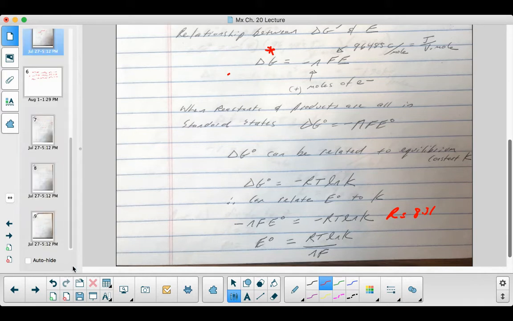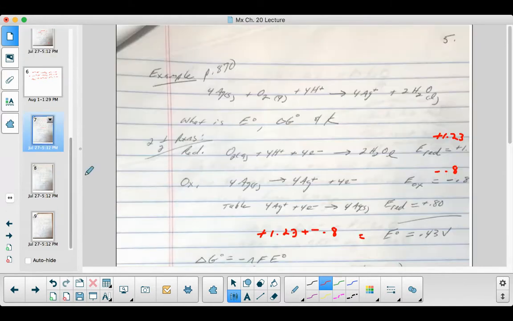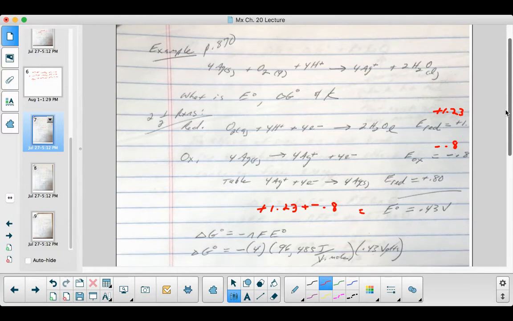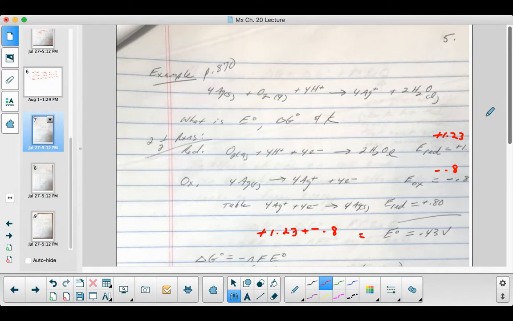So then we'll go to slide 7, page 5, and there's a nice example here. In this example, you'll find on page 870 in your textbook, this is the equation that's given, and the questions are, what is the E naught, which is the cell potential? What's the delta G naught, which is the standard free energy? And what is the equilibrium constant? Of course, the equilibrium constant would only involve this and this, because in equilibrium, you don't include your solids or your liquids. But all we want to do is calculate that K constant using the equation.